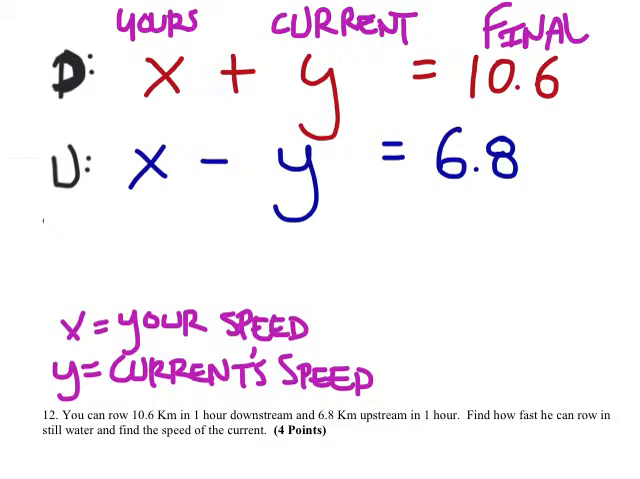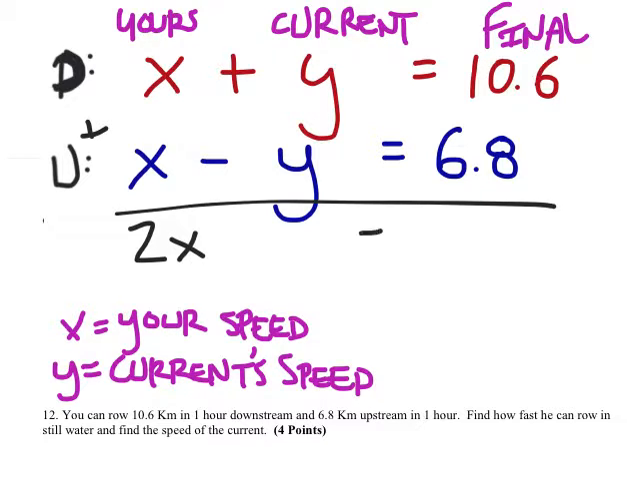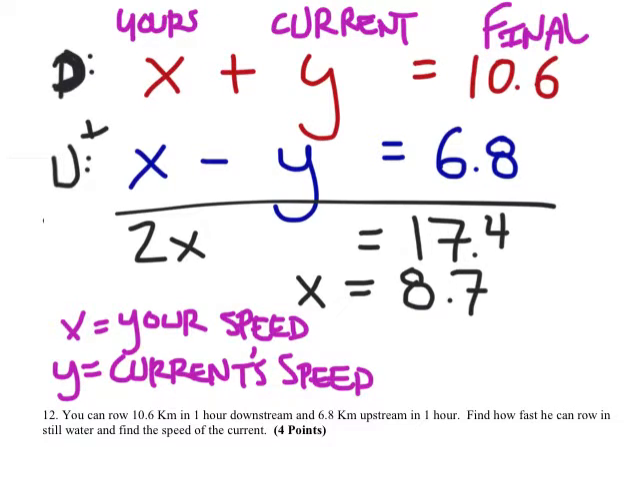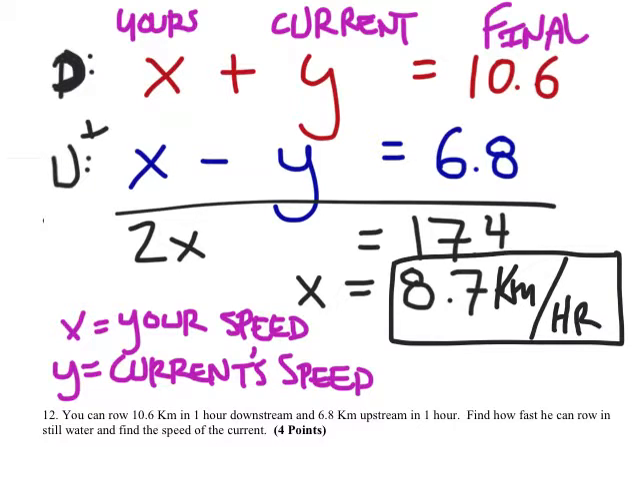And from here we can see we can actually work with these directly right now in order to eliminate y. So if I add these, I'll get 2x equals, looks like it's 17.4. And we find that your speed is going to be, looks like it's 8.7. And that's in kilometers per hour. Alright, so your speed is 8.7 kilometers per hour.